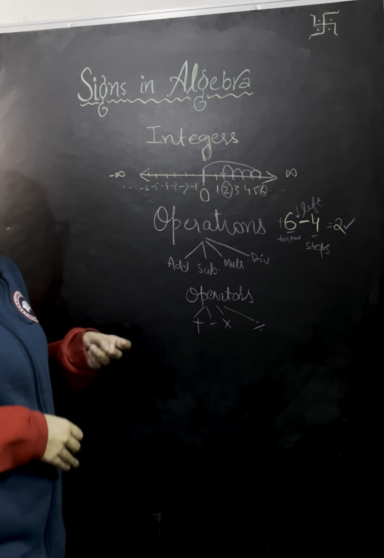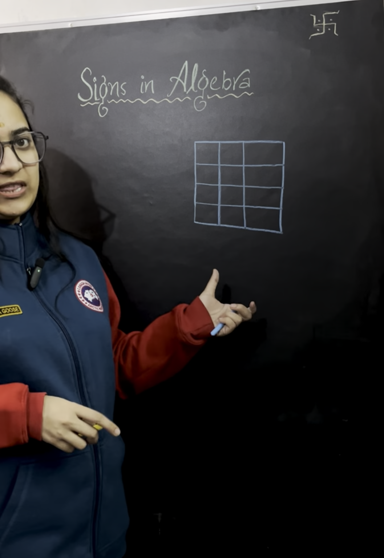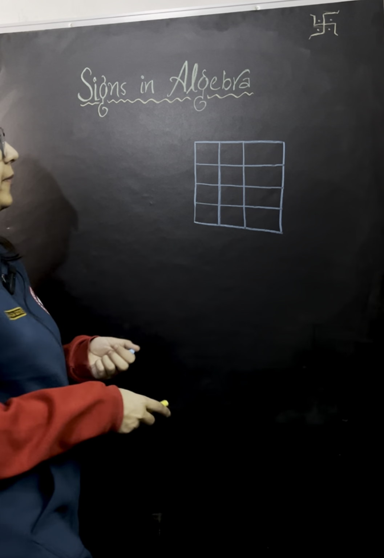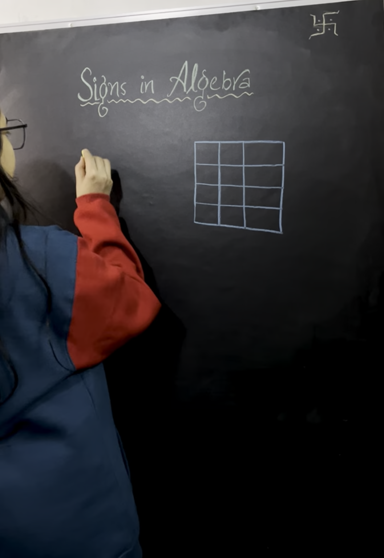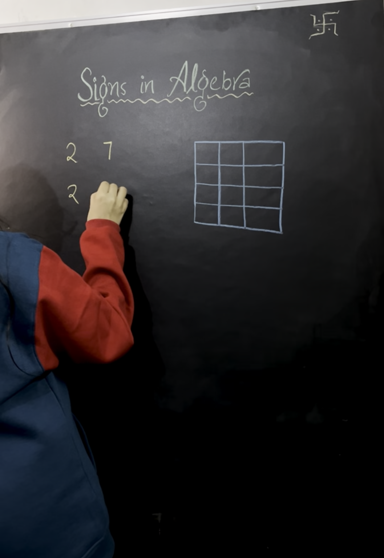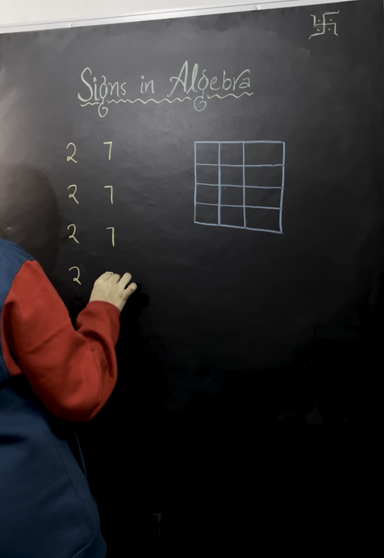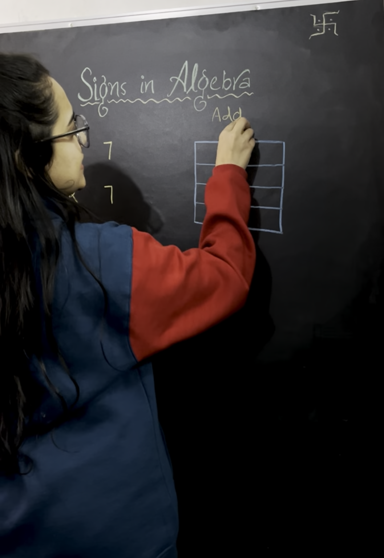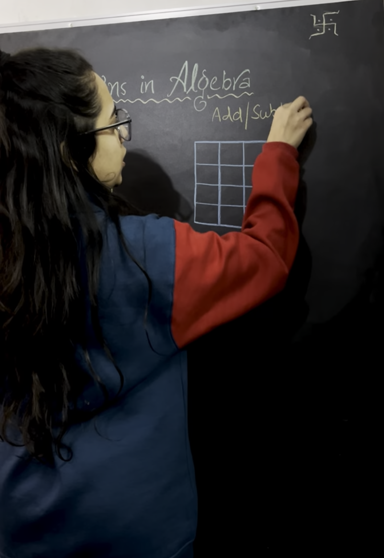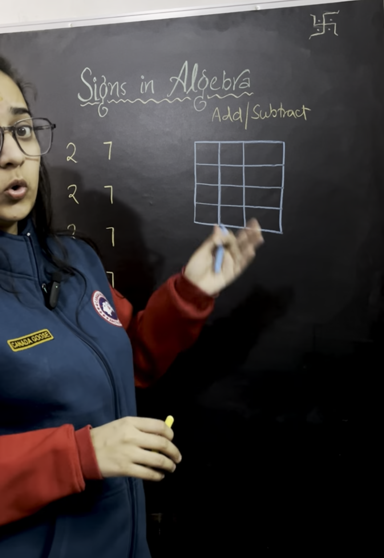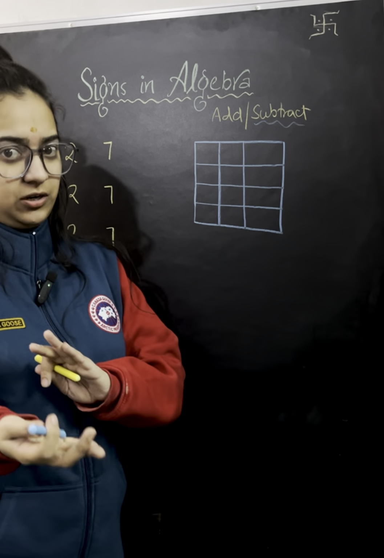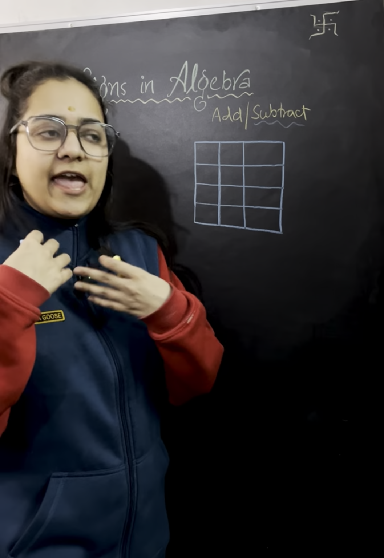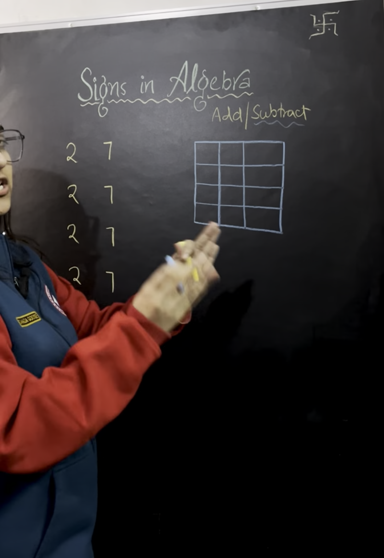Now, I'm going to do the sign thing. This is one of my favorite things in the whole signs in algebra topic. What is going on here? Let's choose any two numbers, 2 and 7. First, we are talking about addition and subtraction only. You should all know they are inverses of each other, so they kind of follow the same pattern. Actually, subtraction is also a kind of addition. It's a special kind of addition, if that makes sense to you.